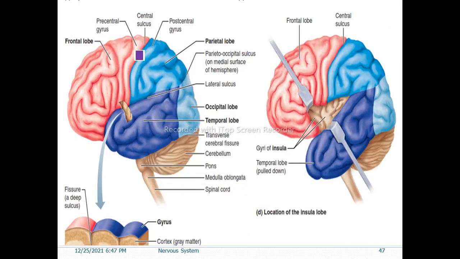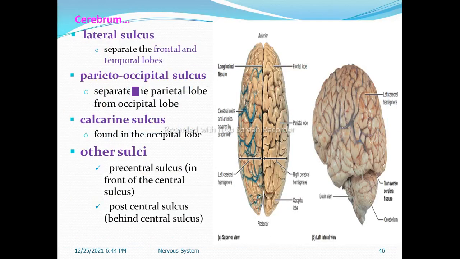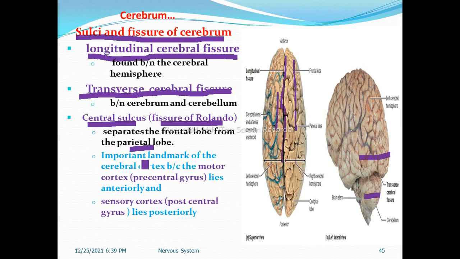Where is it? Yes, this is the central sulcus. This is the temporal lobe. This is the parietal lobe. The sulcus which separates the frontal lobe and parietal lobe is known as the central sulcus. It is another important landmark of the cerebral cortex, because the motor cortex, the precentral gyrus, lies anteriorly and the sensory cortex, the postcentral gyrus, lies posteriorly.